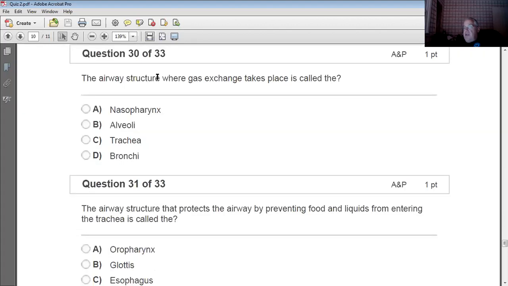Okay. The airway structure where gas exchange takes place is called the alveoli, right? That's the little bag-like structures or room-like structures. They look like a bag of grapes, okay?